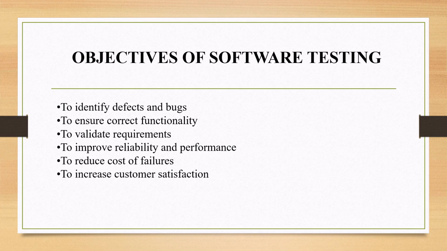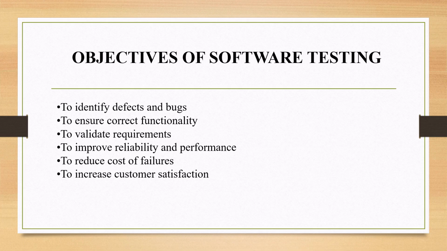The next one is to ensure correct functioning. Testing checks whether all features work as expected, input gives correct output, and the system follows the requirements. For example, in a banking app, testing ensures that when money is transferred, the correct amount is debited and credited. Next one is to verify requirements. Testing ensures that the software is built according to the software requirement specification, that we can mention as SRS. Each requirement is tested to confirm it is implemented and behaves correctly. This ensures that the software solves the real problem of the user.